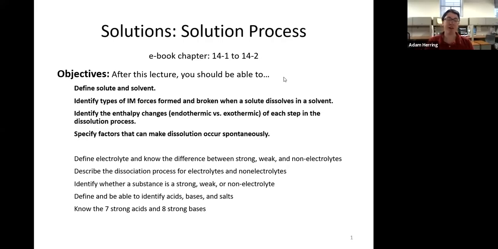Welcome back. In this video, we're going to begin learning about the solution process. We're going to start by looking at what is meant by a solute, solvent, and a solution. We'll identify the types of intermolecular forces that are formed and broken when a solute dissolves. We'll also identify enthalpy changes, both endothermic and exothermic, that are part of the dissolution process, and then also discuss the factors that occur to make the dissolution process occur spontaneously.